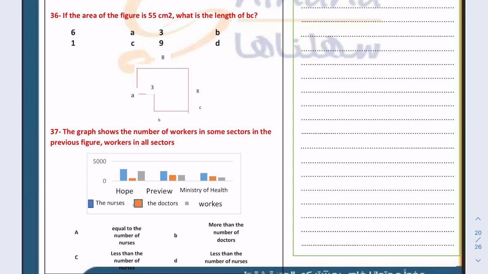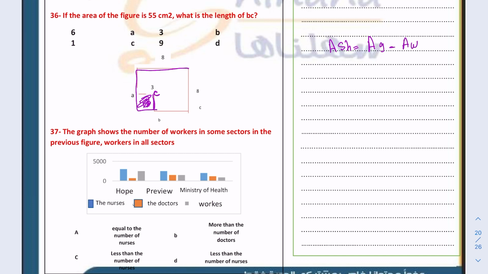If the area of the figure is 55, what is the length of BC? This is BC. C is here. This is BC. Okay, now what I should do, I will draw the square here. So if I want to find the area of this part, it will be: area of shaded part equals area of the greatest figure minus the area of the white shape.